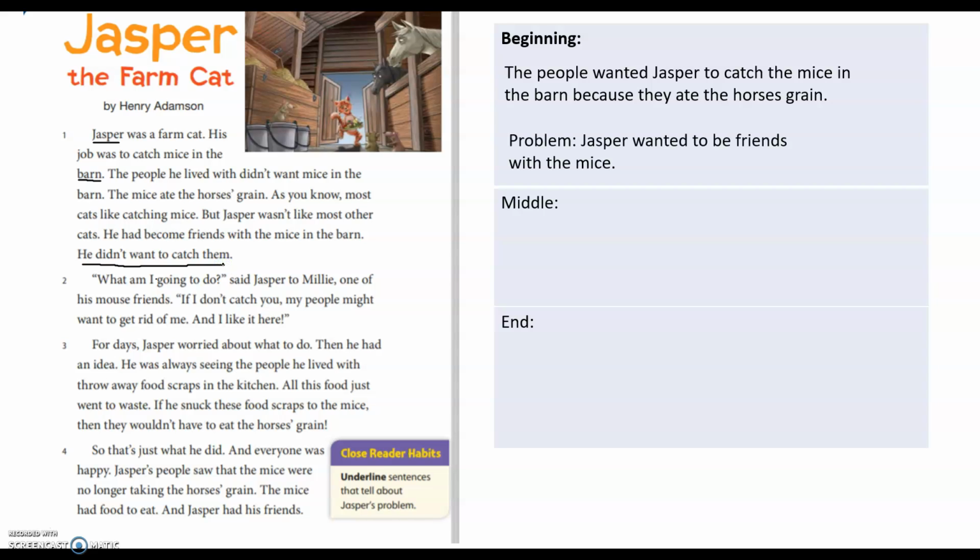Let's see how Jasper responds to his problem. "What am I going to do?" said Jasper to Millie, one of his mouse friends. "If I don't catch you, my people might want to get rid of me, and I like it here."